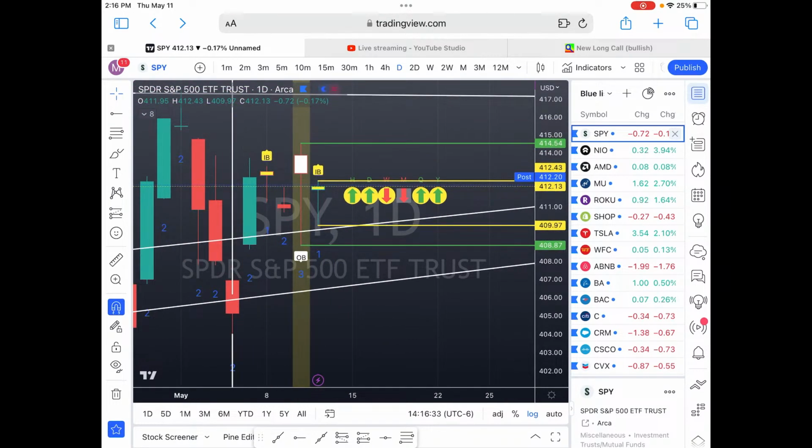So we have two things in our favor. We have that inside bar, and we have that hammer candle, and we have the 3-1 setup, which, again, doesn't happen very often. It tends to be, or usually is, a high probability play.